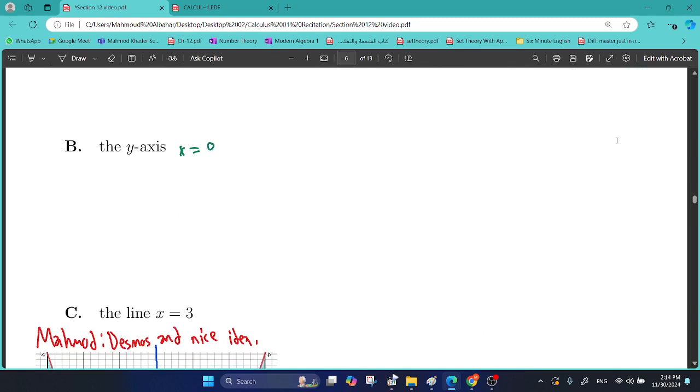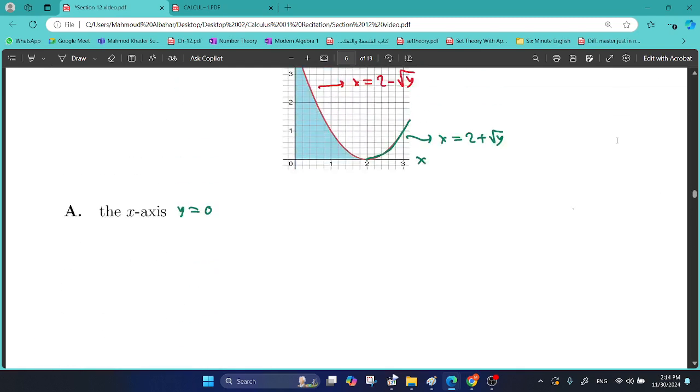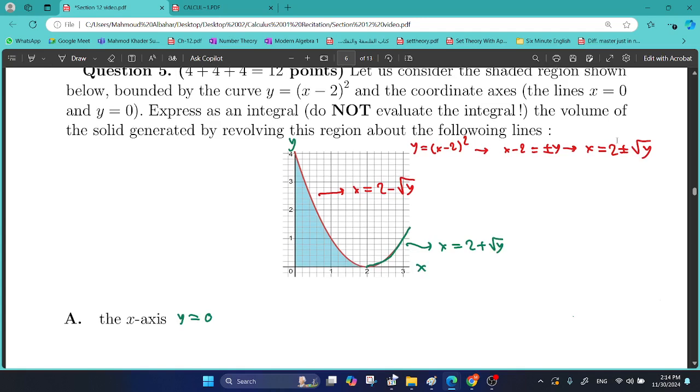So in parts B and C, we'll integrate with respect to y, so we need to express the function as x equals a function of y, okay? See here, we have y equals (x minus 2) squared. How to solve it for x? Like this. Put the square root on both sides. So x minus 2 equals plus or minus square root of y, okay? Then add 2 to both sides. You have x equals 2 plus or minus square root of y, okay?